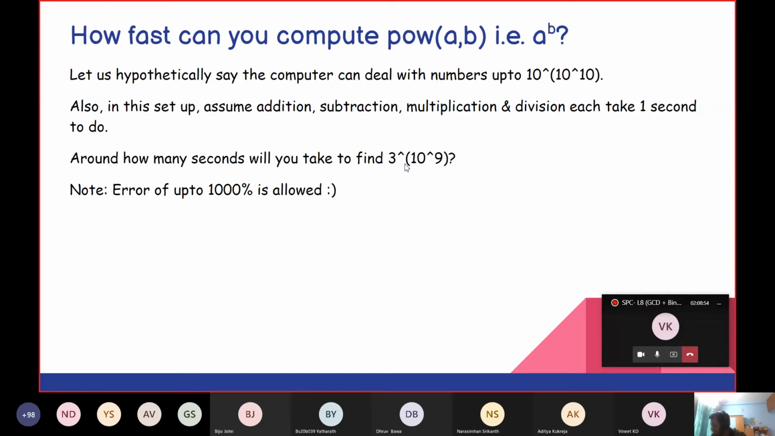Is there something less than 10 power 9 that can work? Okay, yeah, 10 power 9 works. So if you think the answer is 10 power 9, do put it there. 1e9 plus 9, that also works. I'm not sure why, but I gave an error of 1000%, so even giving 1e9 is absolutely fine.